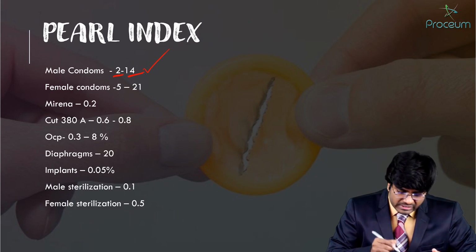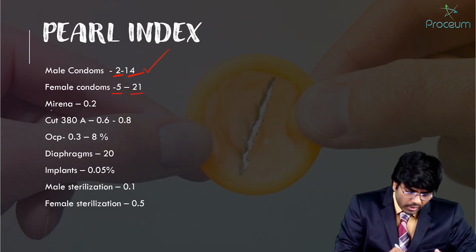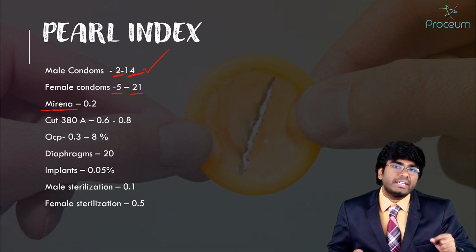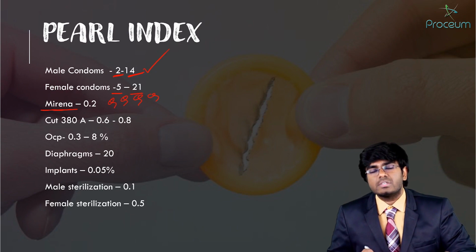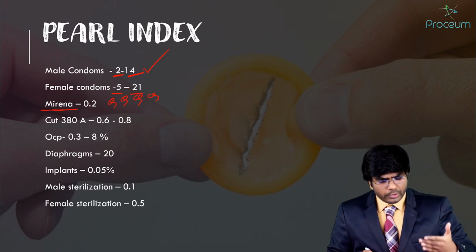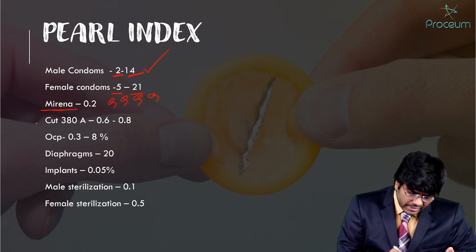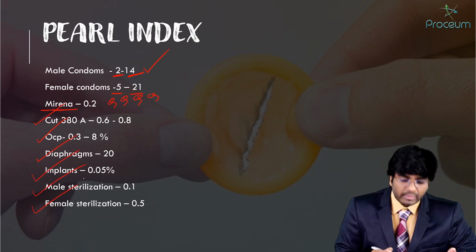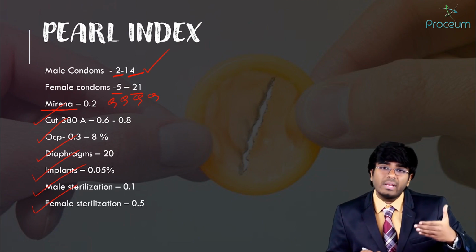Now the same Pearl index value for typical use is 5 to 21. And Mirena, what is Mirena, guys? Mirena is the levonorgestrel-containing intrauterine device. For the exams it is very important: the Pearl index of Mirena is 0.2. You can see there is no need to explain one by one. See, copper-containing intrauterine devices, oral contraceptive pills, diaphragms, implants, male and female sterilization.